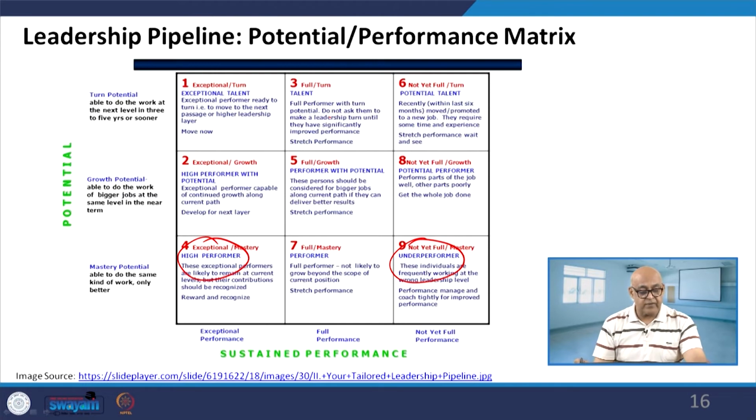Now, what is very important is that we have to develop exceptional talent, identifying the right person and developing that person for the next level. Immediately you will move to the next level. That is where the leaders have to keep their eye and watch.